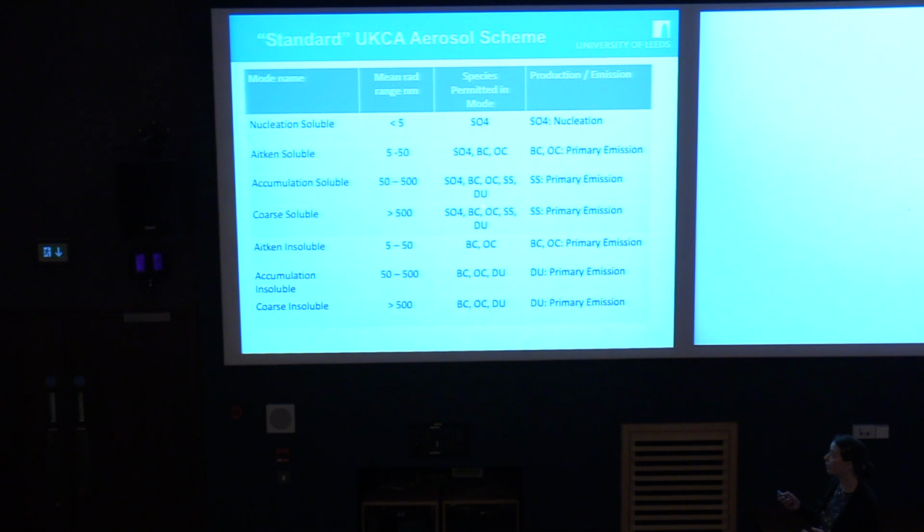Black carbon and organic carbon, they can end up in these larger modes because they've been emitted into a smaller mode and they've grown into a larger mode. So they've gained material in the atmosphere, which has allowed them to move into a larger mode.